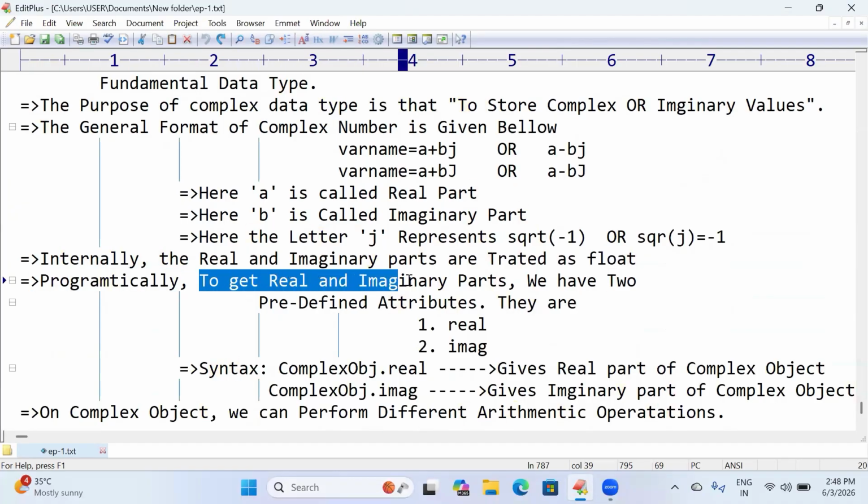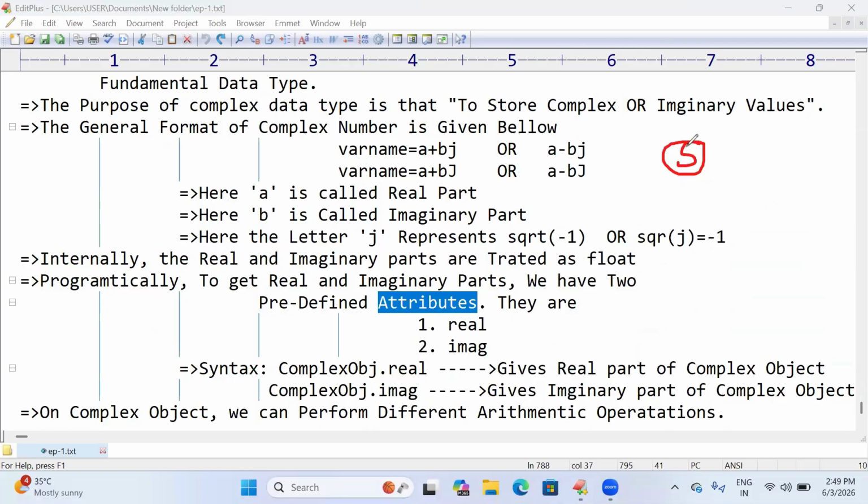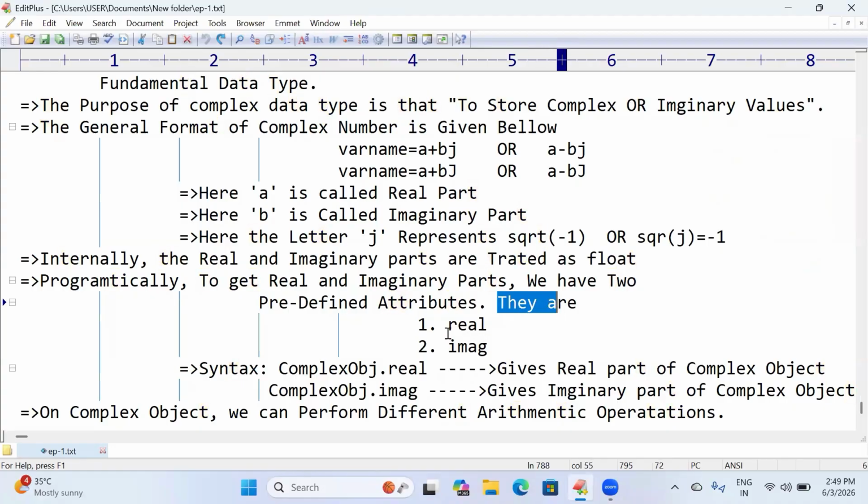Programmatically, to get the real and imaginary parts, we have two predefined attributes. What is meant by attributes? Student is an object, then student name is an attribute, student roll number is an attribute, student school is an attribute, student age is an attribute. These are all the attributes of the student object. They are real and imag.